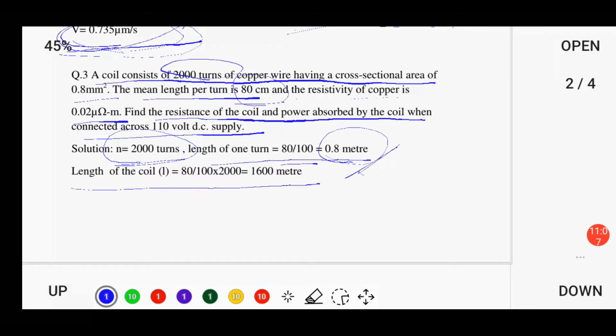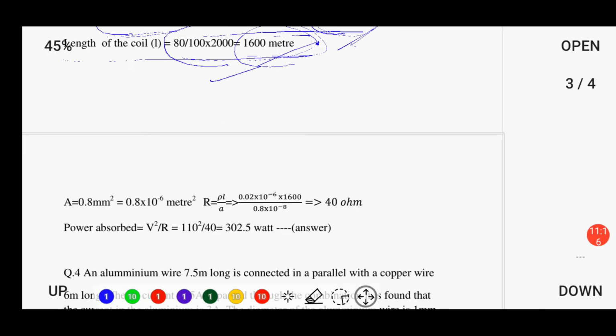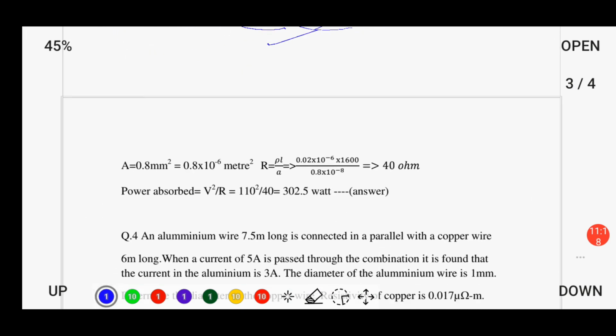And for calculating the total length of the coil, what will we get? 80 divided by 100 multiplied by 2000. So our total length comes out to be 1600 meter. And how do we find the area of the cross section? The area of cross section given is 0.8 mm square.